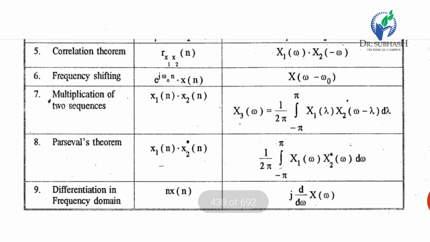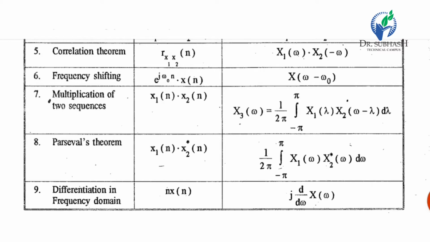For frequency shifting, e raised to j omega 0 n times x of n. In the frequency domain it is a shifted version by omega 0. So it is X of omega minus omega 0.